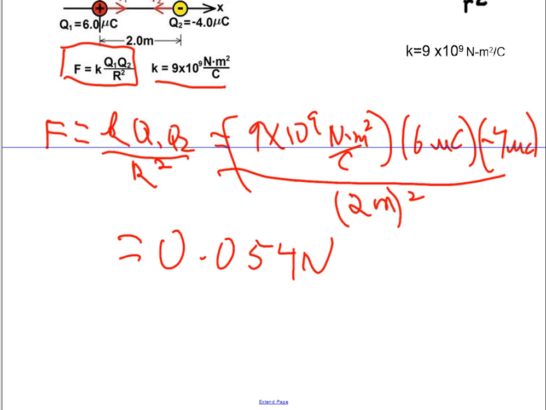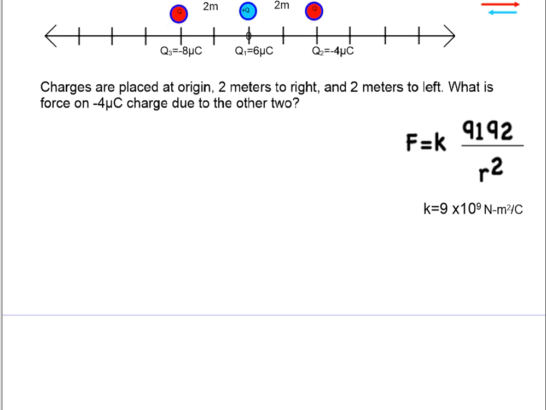Let's use that for a little more complex problem. Let's say we have a problem like this where Q1 is placed at the origin over here, and one charge 2 meters to the right of it, Q2, and one 2 meters to the left of it, Q3, all different charges. What is the force on the 4 microcoulomb charge due to the other two? So basically we need to calculate the force between the two red charges and the force between the blue charge and the red charge on the right.